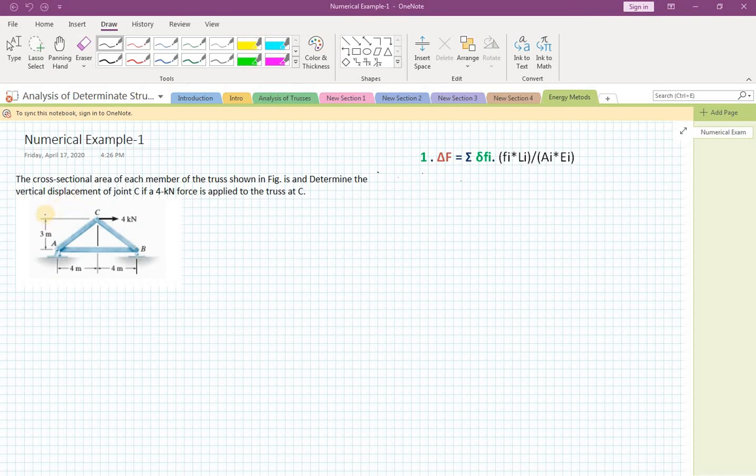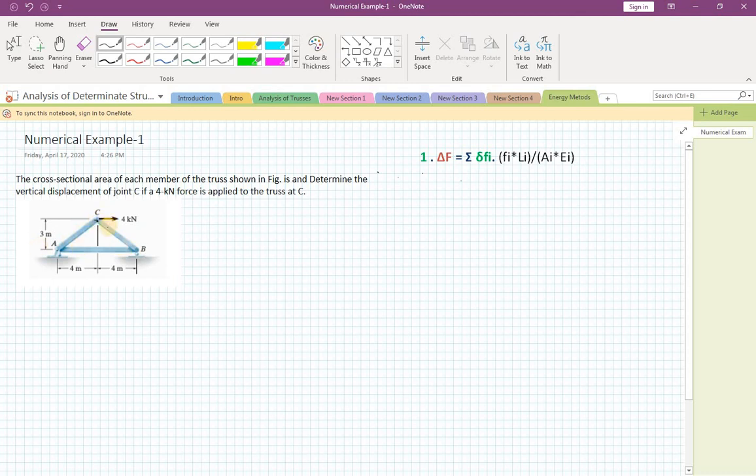So I will take a first numerical example, a very simple one on a truss, and the example goes like this. The cross-sectional area of each member of the truss shown in the figure is one, and we have to determine the vertical displacement of joint C. I need to find the vertical displacement at this joint if a 4 kN force is applied to the truss at C. We are applying a 4 kN external force at C in this direction, and I want to find the vertical deflection of point C.